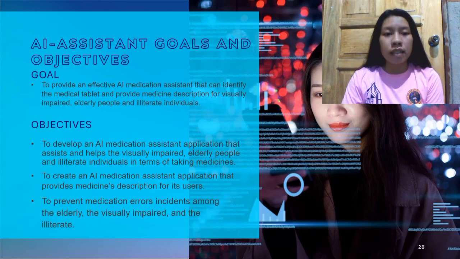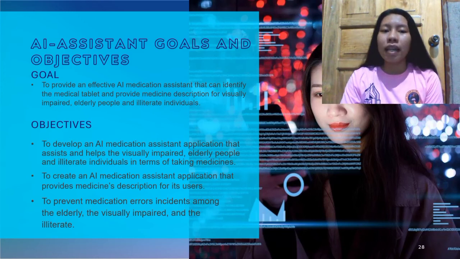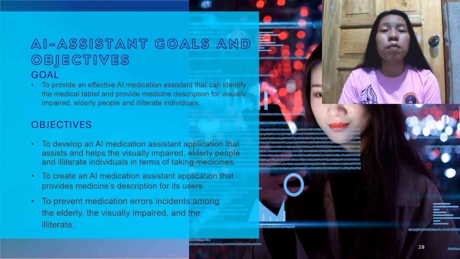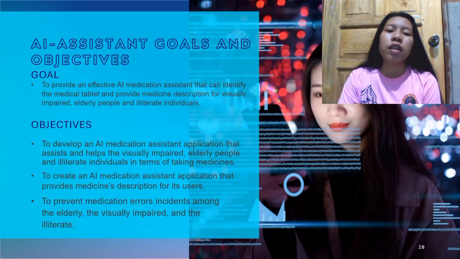The goal of the AI Assistant is to provide an effective AI medication assistant that can identify the medical tablet and provide medicine descriptions for visually impaired, elderly people, and illiterate individuals. Its objectives are to develop an AI medication assistant application that assists and helps the visually impaired, elderly people, and illiterate individuals in terms of taking medicines, to create an AI medication assistant application that provides medicine descriptions for its users, and to prevent medication error incidents among the elderly, the visually impaired, and the illiterate.